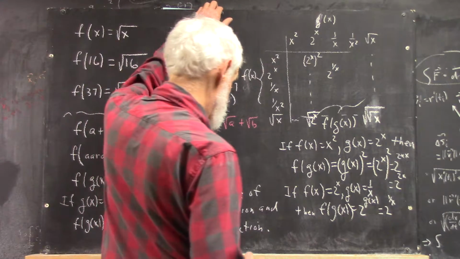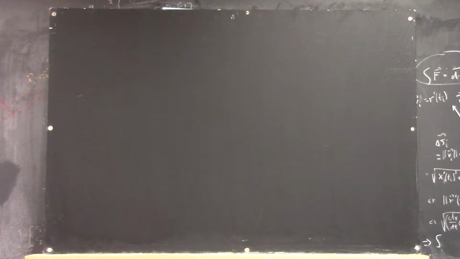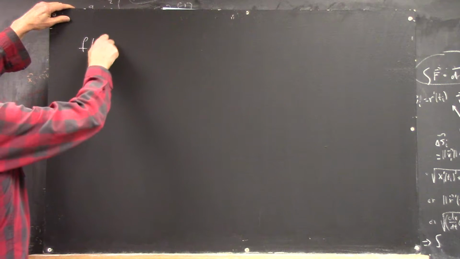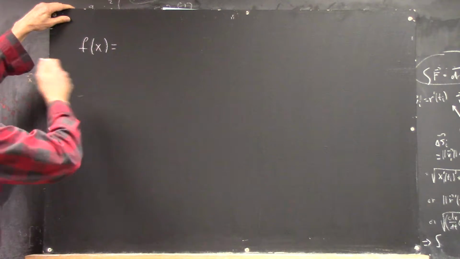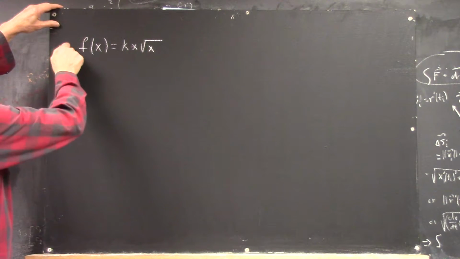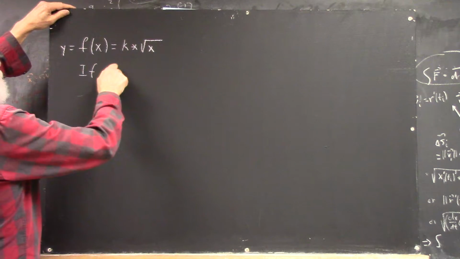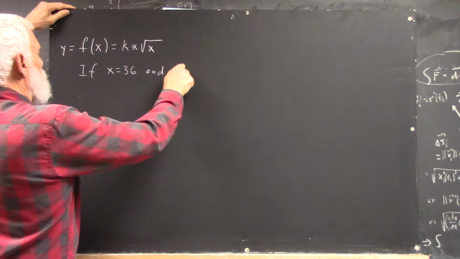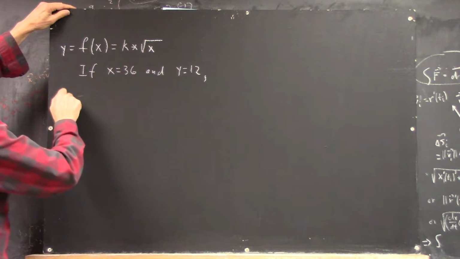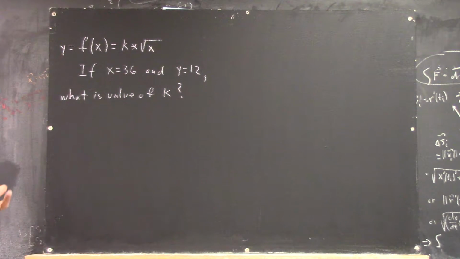Okay. Anyhow, I want to do something else. Let's say f of x equals k times the square root of x. And we denote this by y, okay? If x is 36 and y is 12, what's the value of k?